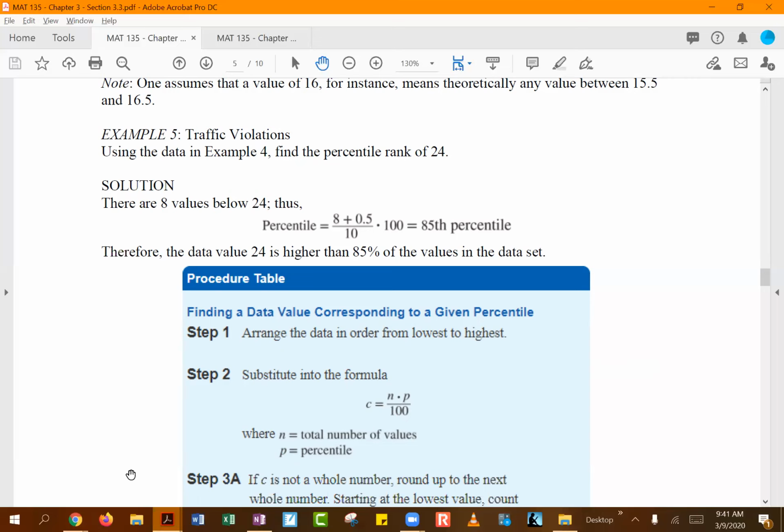Okay, so this other part is actually talking about finding the data value when you're given a percentile. We'll come back to that. Let's at least look at an example where we're finding the percentile rank.